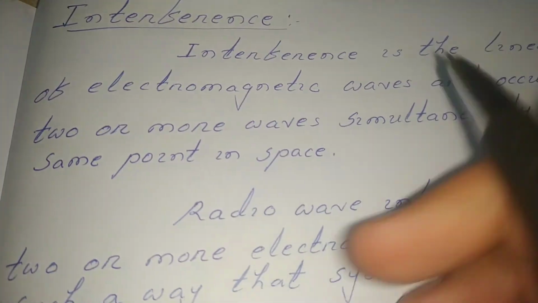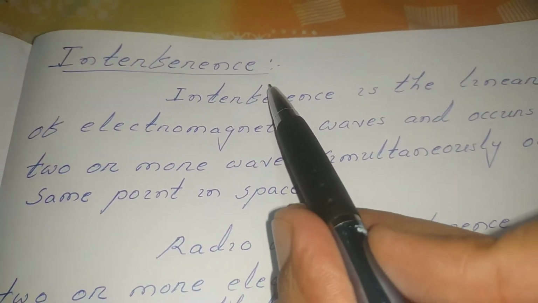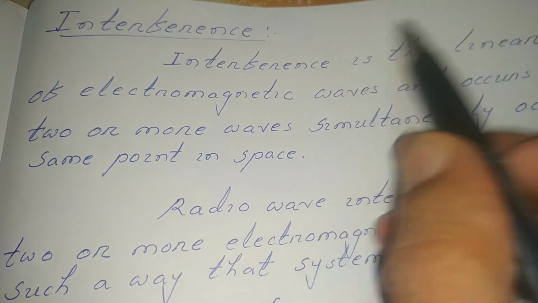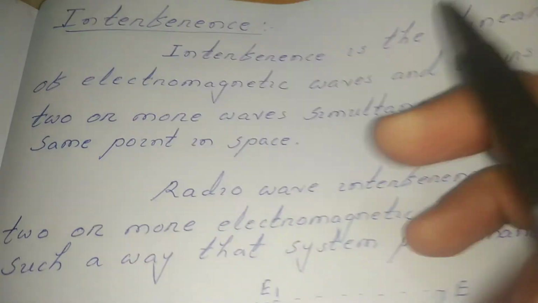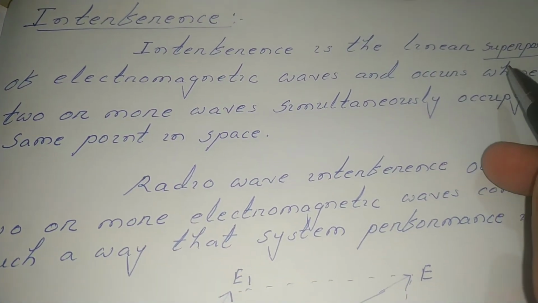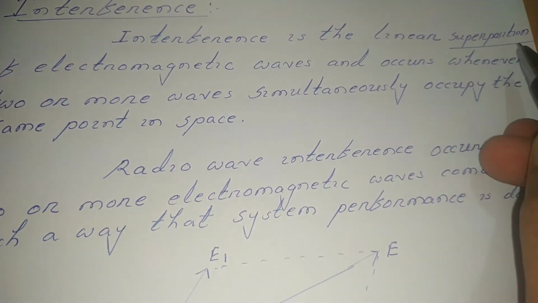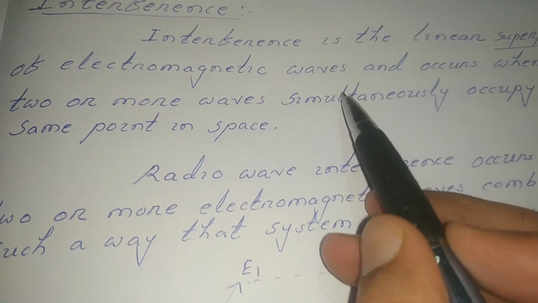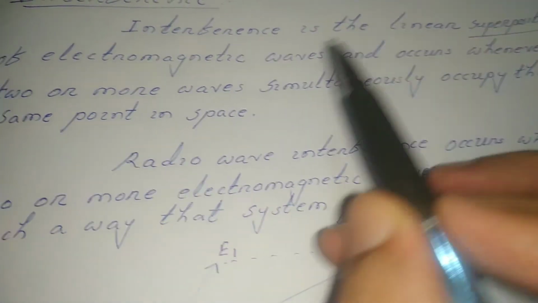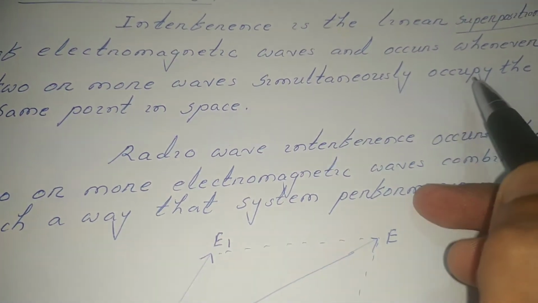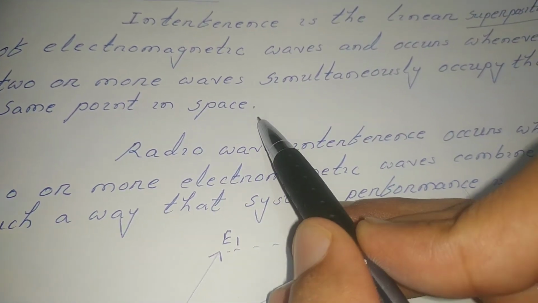Next we'll go for the other property of radio waves, that is interference. Already I've told you what interference is: whenever two or more waves superimpose with each other, the interference phenomenon occurs. So interference is the linear superposition of electromagnetic waves, and it occurs whenever two or more waves simultaneously occupy the same point in space.